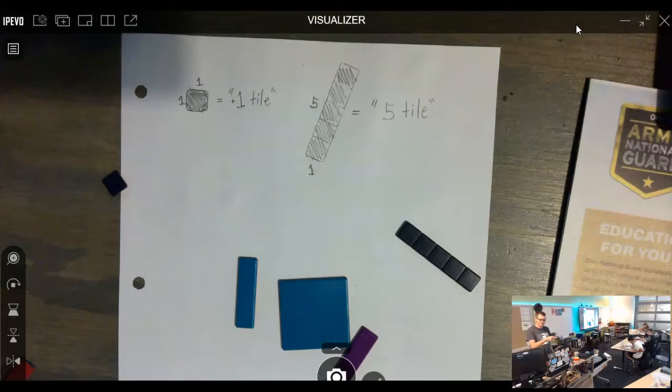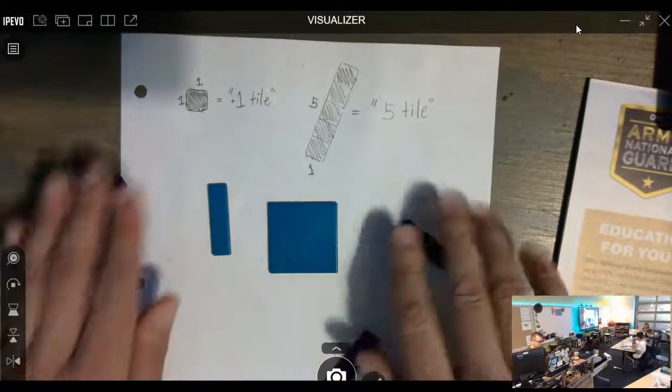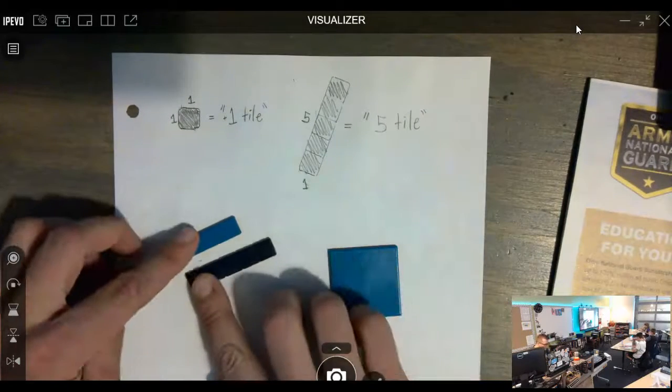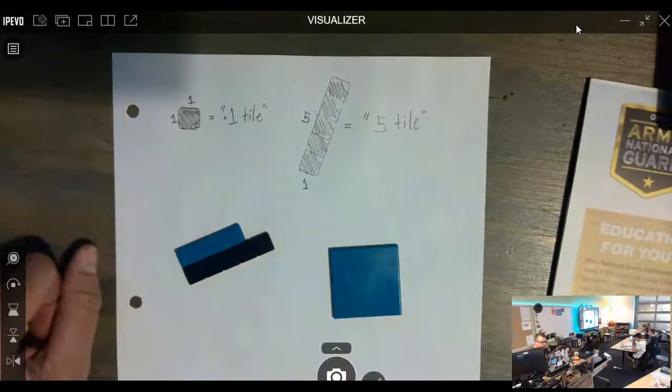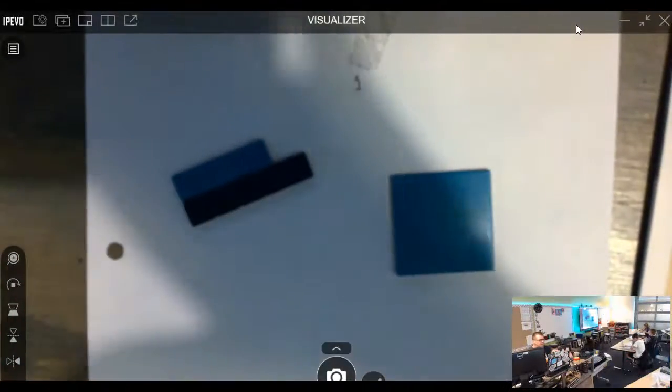Ooh, good identification. So Moss realized we have light blue rectangle and light blue square. Both of those we will talk about next, but the rectangle is going to be our first one. If we line up the 5 tile against our x tile, what does it look like x is?